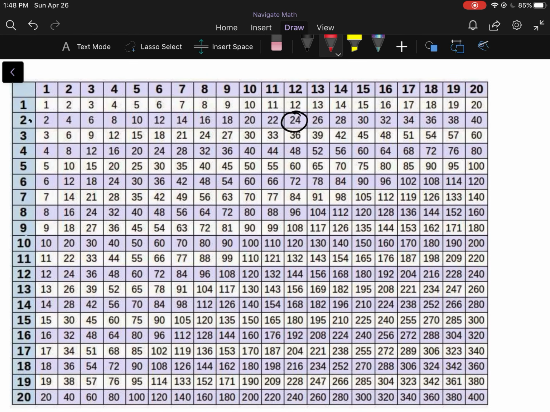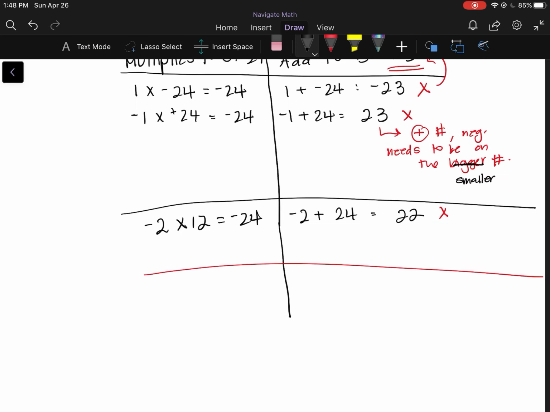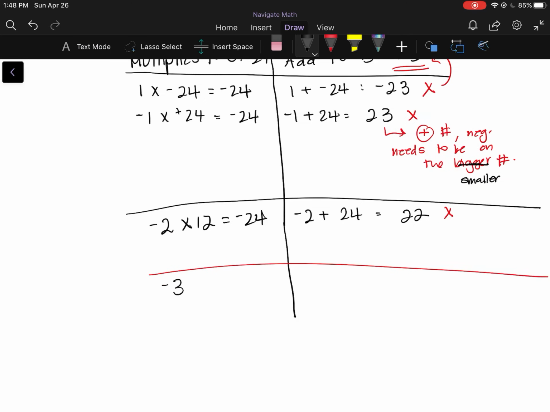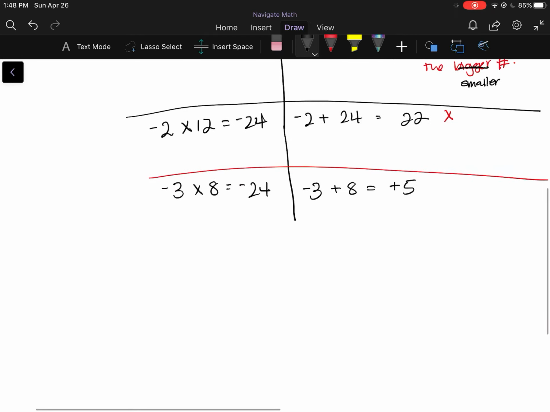So go back to my multiplication chart. If I go down to 3, I'm going to check, are there any numbers that 3 can multiply to get 24? And there is. 3 times 8 equals 24. And I know that my negative needs to be on a smaller number. So I'm going to do negative 3 times 8 to get negative 24. Negative 3 plus 8 equals positive 5. And this does work because I want my factors to add up to positive 5.